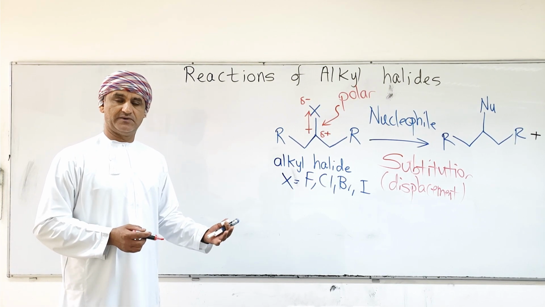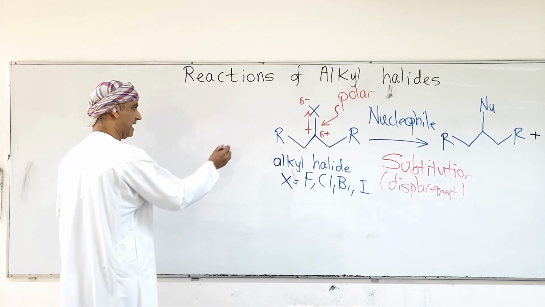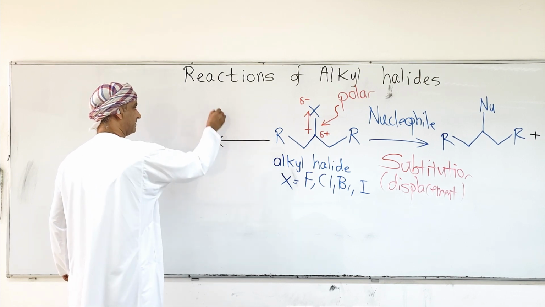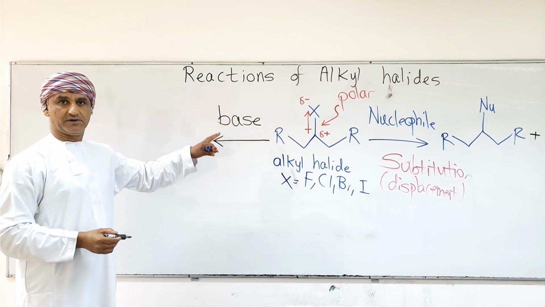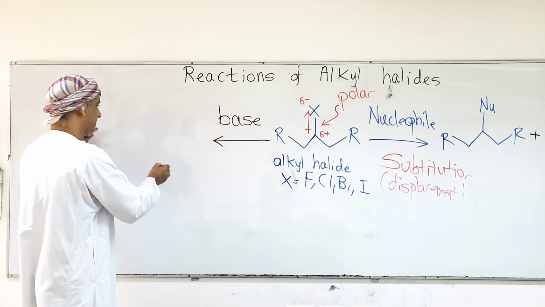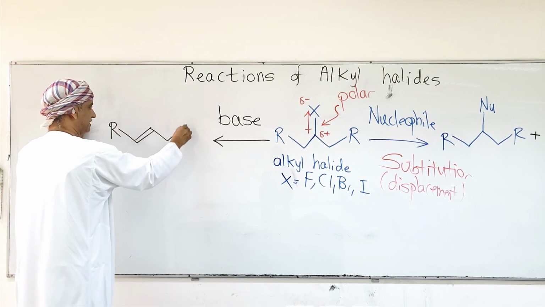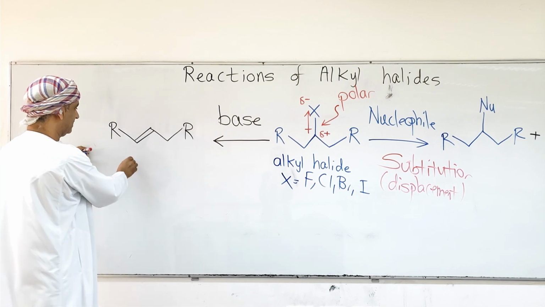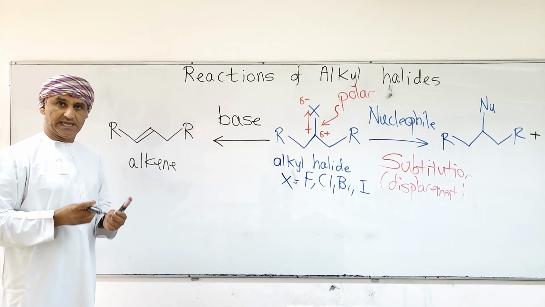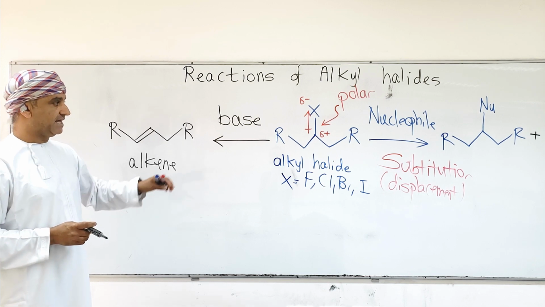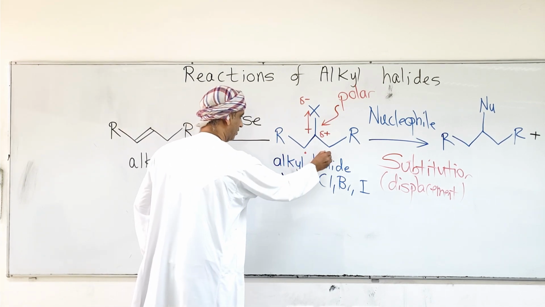There's another type of reaction that alkyl halides undergo, and that is elimination. So alkyl halides can undergo elimination reactions, but this time the reagent that should be used is a base. So a base reacts with an alkyl halide in an elimination reaction to make an alkene in general. So this is the structure of the alkene in general. The base, of course, will take off or abstract a proton from a carbon adjacent to the carbon that's bearing the X, which means from this carbon or that carbon.